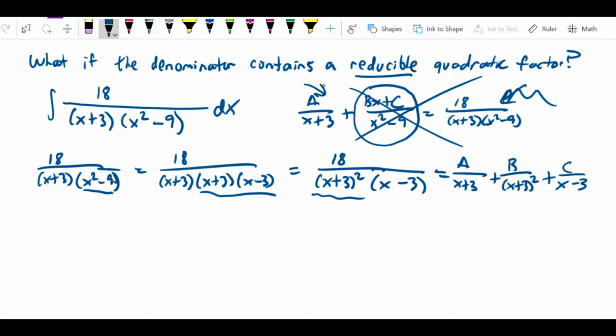So you do have to pay attention to that issue, and just notice that it's not the case that every time you see x squared in the denominator you have a quadratic factor. It's only irreducible quadratic factors that have this special rule. And then, of course, in this case, they combined with one of the linear factors in kind of a surprising way.